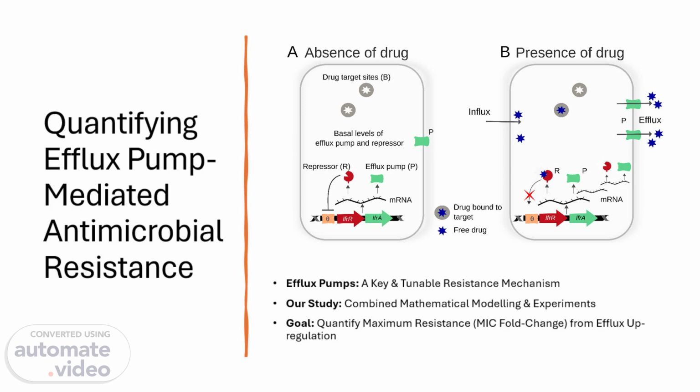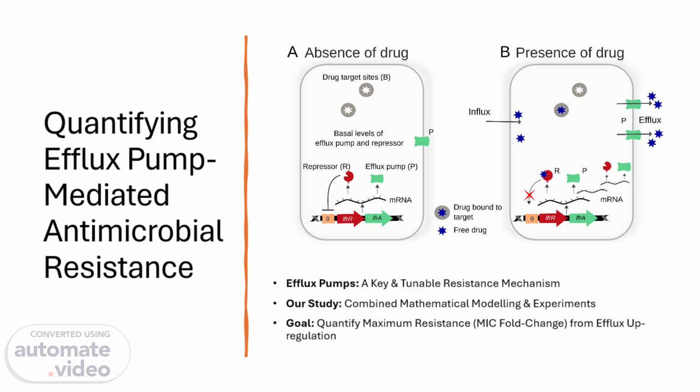Quantifying the maximum resistance, MIC fold change, resulting from efflux pump upregulation. The diagrams illustrate the mechanism of drug efflux in the absence and presence of a drug. When a drug binds to repressor proteins, like LFRR in Mycobacterium smegmatis, it lifts repression and triggers efflux pump expression. The pumps, like LARA, then actively expel the drug, creating a rapid, tunable, and reversible form of phenotypic resistance.